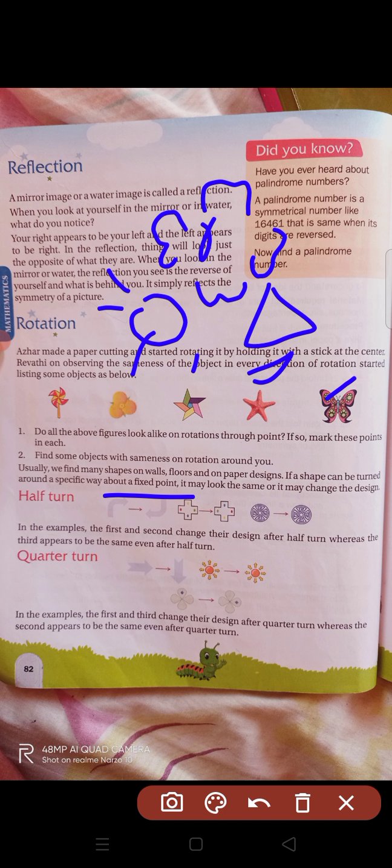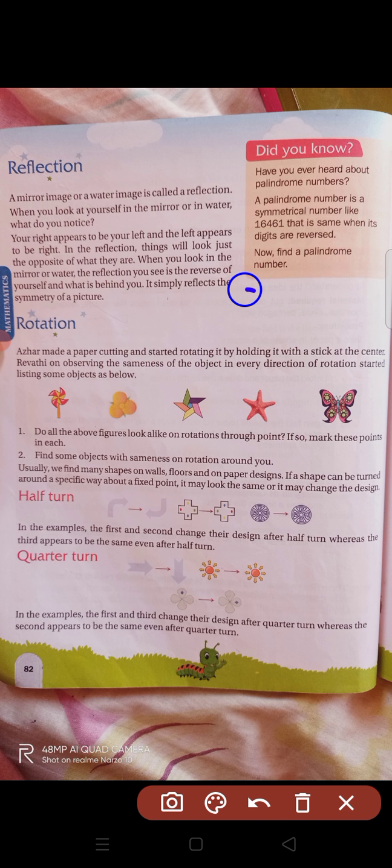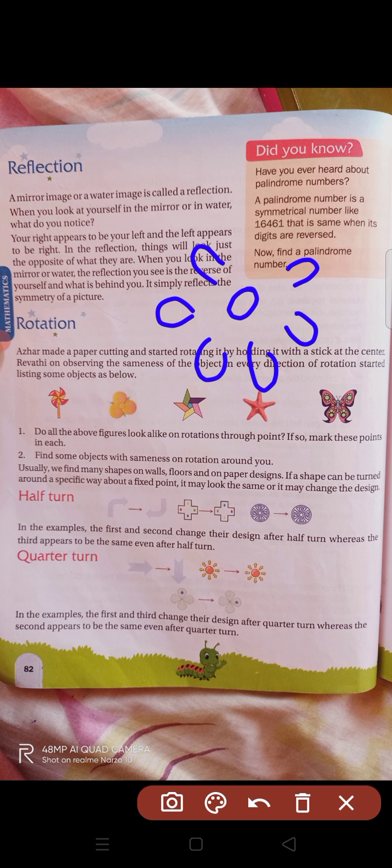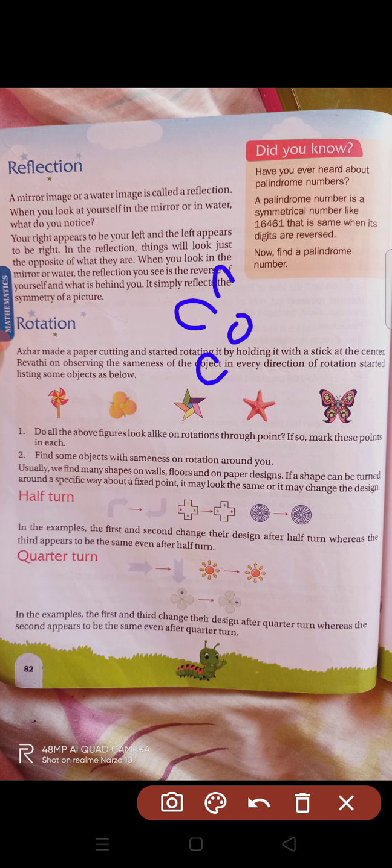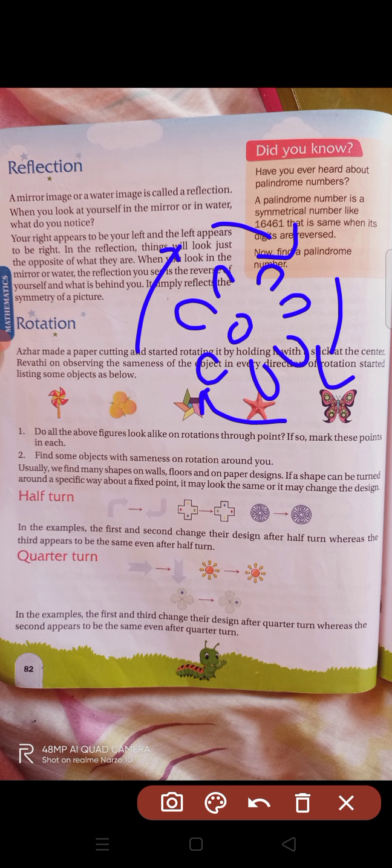And see here, if a shape can be turned around. For example, if this is a design of a flower and it is rotated, if this shape can be turned around a specific way about a fixed point, it may look the same or it may change the design. There is also the possibility of changing its design. For example, this is a design of a flower. Whenever we turn this figure exactly at one point, around a specific way about a fixed point, this flower can appear the same as it is, and there is also the possibility of changing its design.